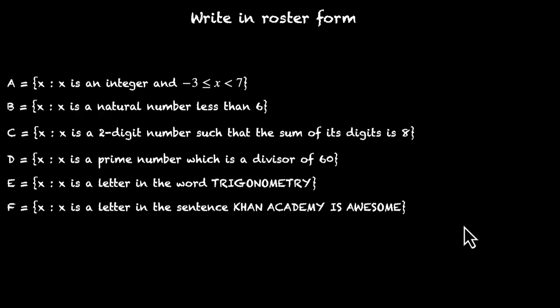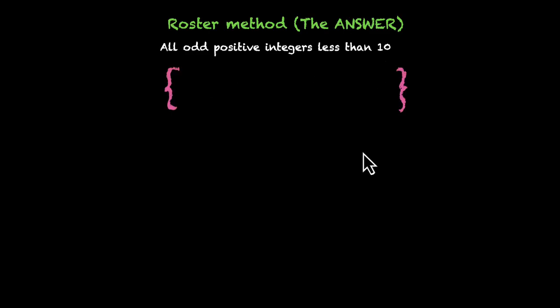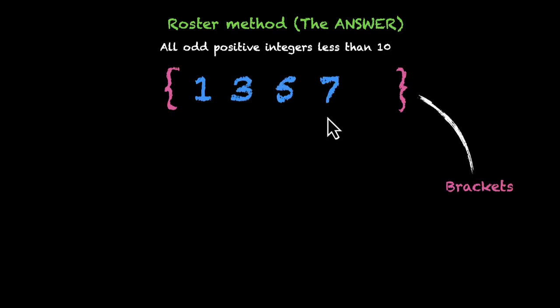But before we begin, let's do a quick refresher of what roster form is, what roster method is. So roster method is the answer method. You're given a question, and if you write the answer for that, that's what we call the roster method. Let's take an example. If you want to write all odd positive integers less than 10, this is how you do it. The first thing to do is have brackets. And within these brackets, you'll have your answer. So these are your brackets. And let's say we write the answer. Odd positive integers less than 10, that's 1, 3, 5, 7, and 9.